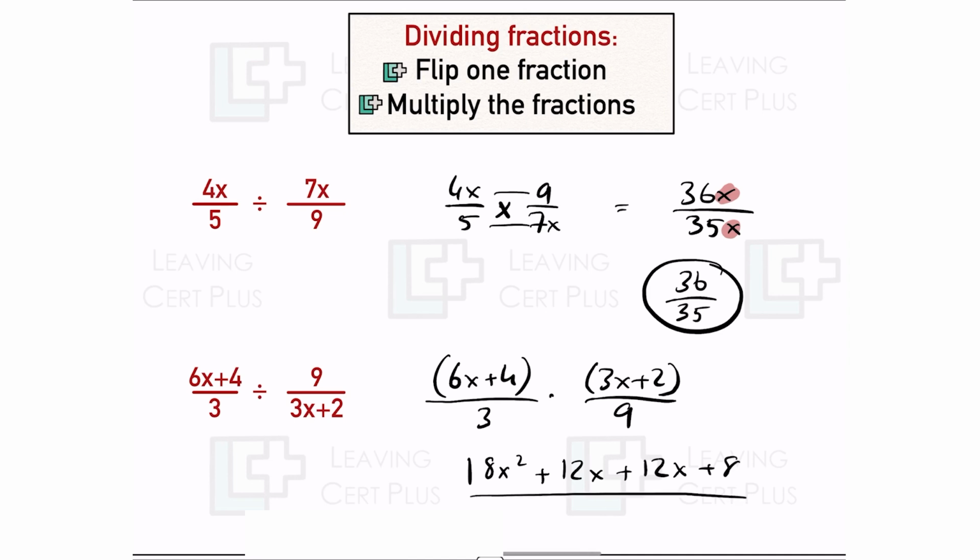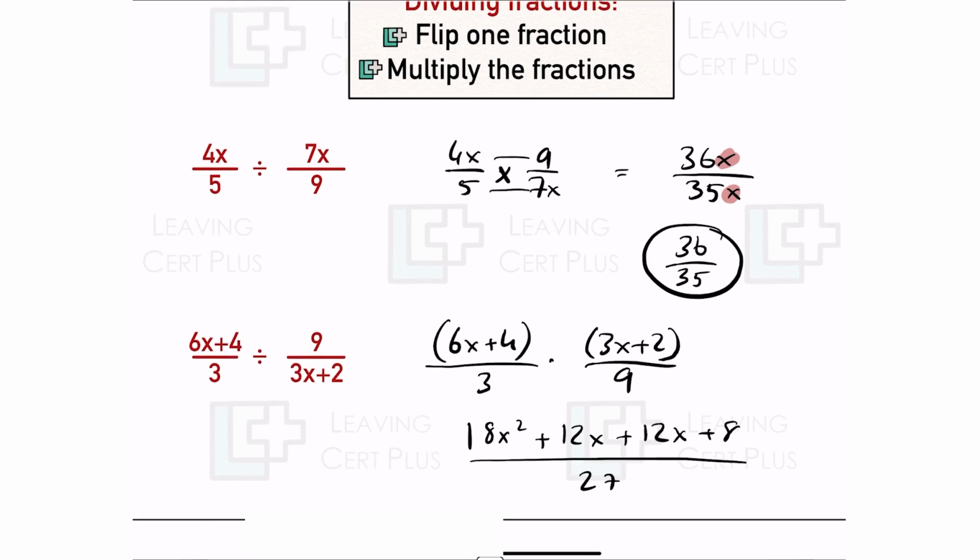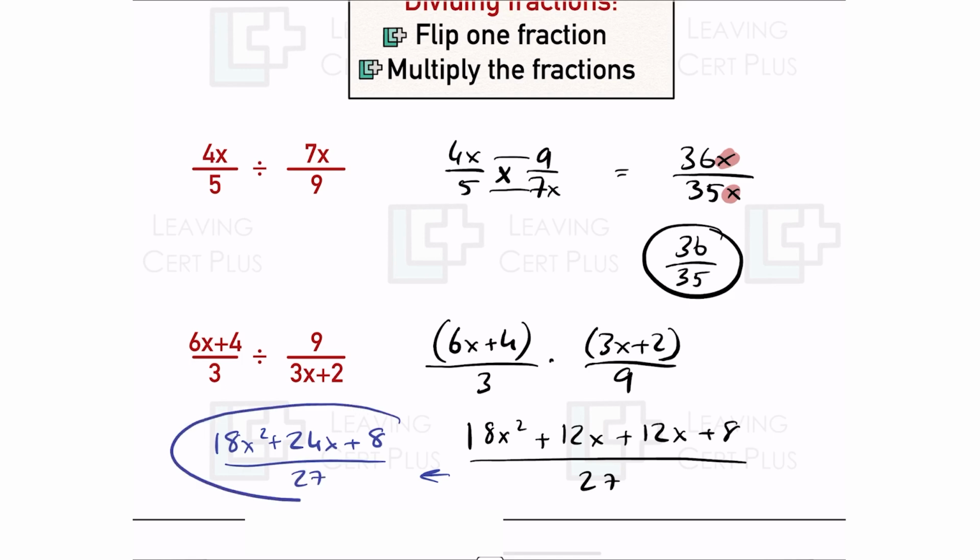And on the bottom, it's going to be 3 by 9, which is 27. So you can say that's 24x. So if I move back the way here, that's going to be 18x squared plus 24x plus 8 over 27. Okay, so that's your answer there.